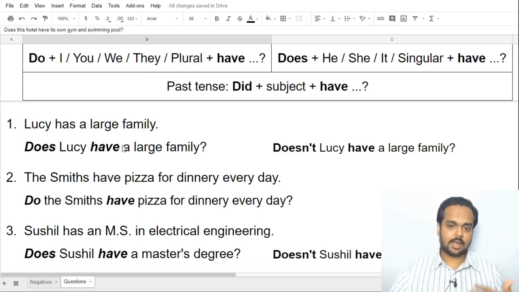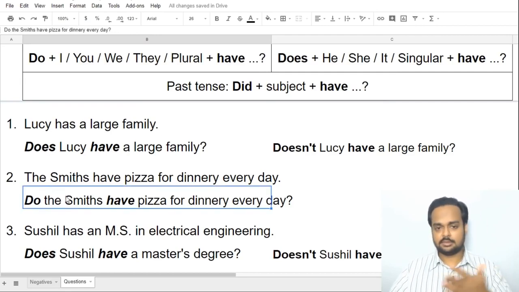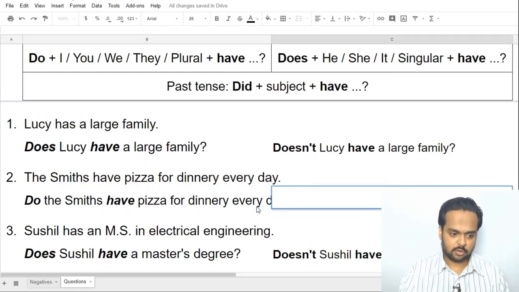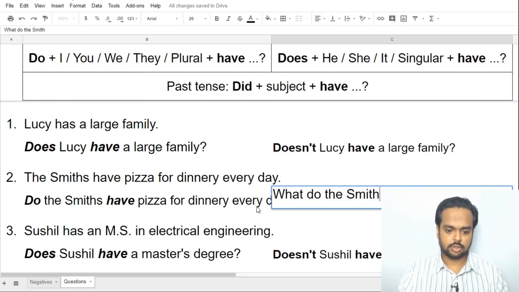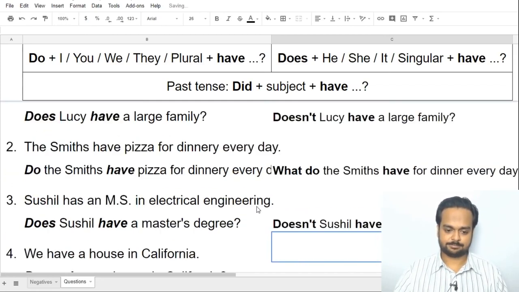Does Lucy have a large family? Yes or no. Do the Smiths have pizza for dinner every day? Yes, they do, or no, they don't. But if you want to add a question word, you just put that at the beginning of the sentence. For example, what do the Smiths have for dinner every day?